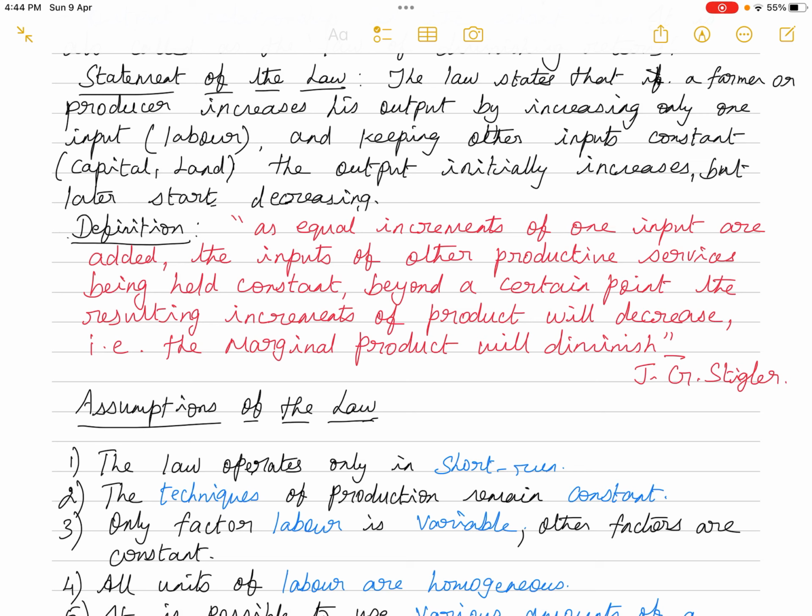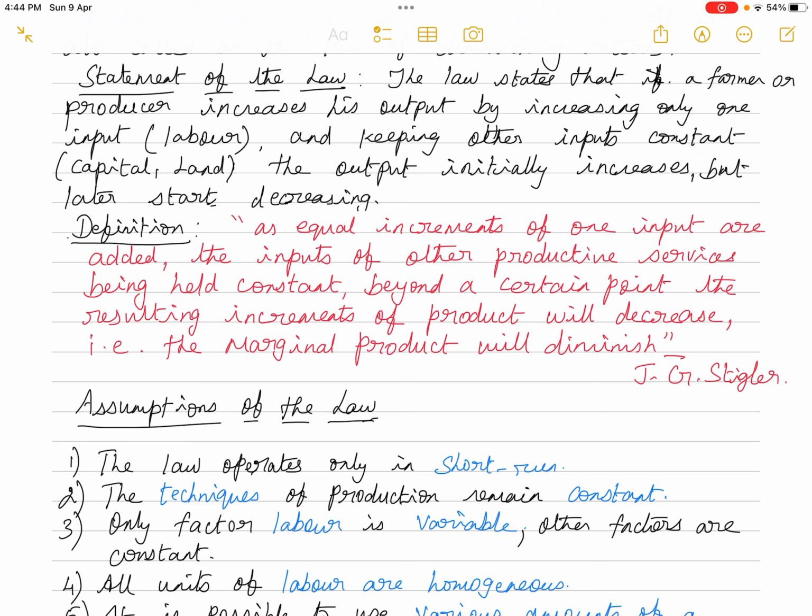Now the next, the definition. I repeat again, it has to be word by word the same. Either you can give the definition given by Marshall or Stigler, or if you are able to remember both definitions, you can give both in the answer. Here let us check Stigler's definition. Starting with the inverted commas: As equal increments of one input are added, the inputs of other productive services being held constant.